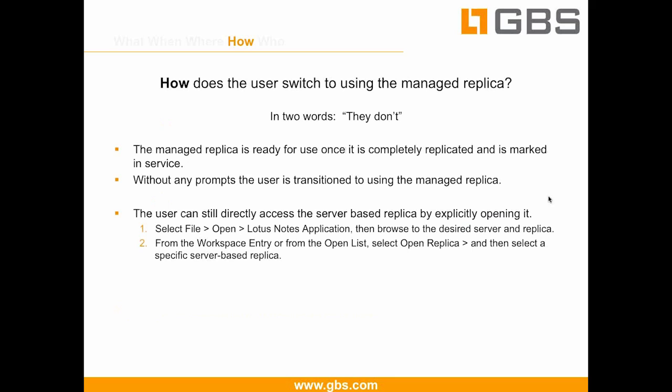So how does a user switch to using the managed replicas? Basically, they don't. By means of it actually being managed, you as the admin are pushing that out to them, and they don't have to do anything on their end. It'll automatically set them to use that local replica, the managed replica, once it is completely replicated and is set to be in service. They don't get any prompts, and they're transitioned right away.